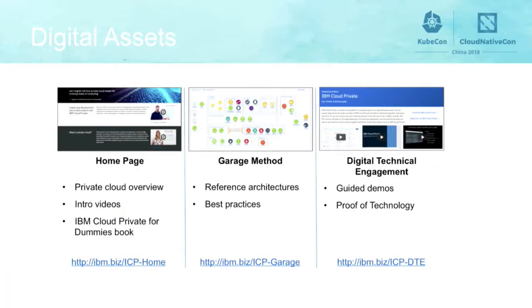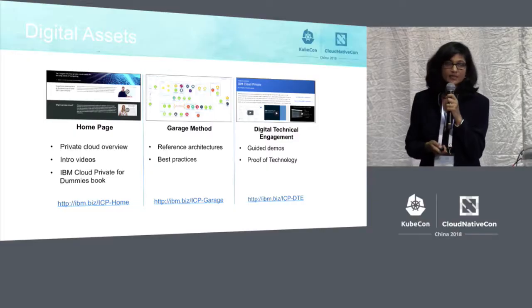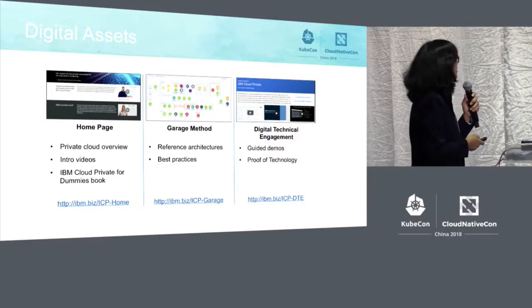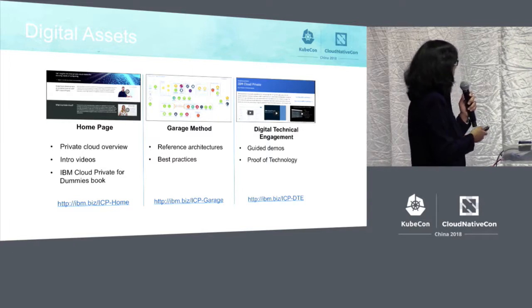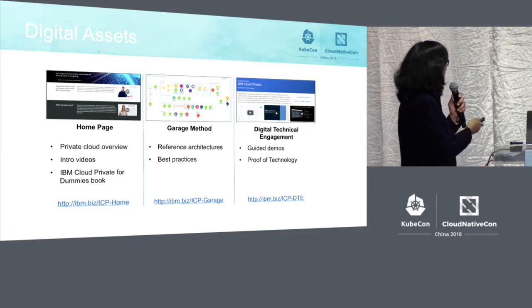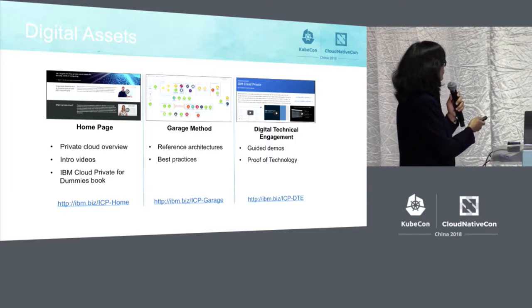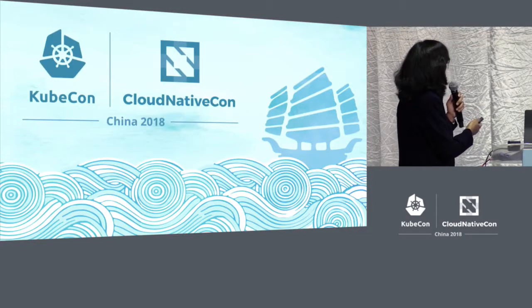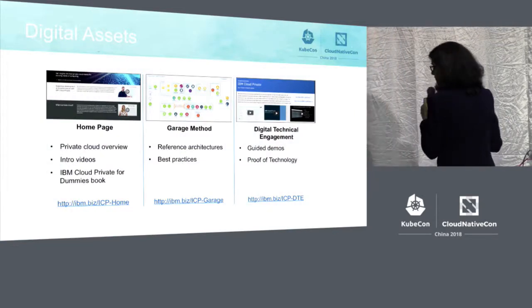I've uploaded the slides. We do have a community edition version of IBM Cloud Private built on Kubernetes and Docker containers. That's on the Docker Hub. That's easy to download and use and free. And there are other garage methods and other digital technical engagements that you can use. All right, so let's get to the demo.